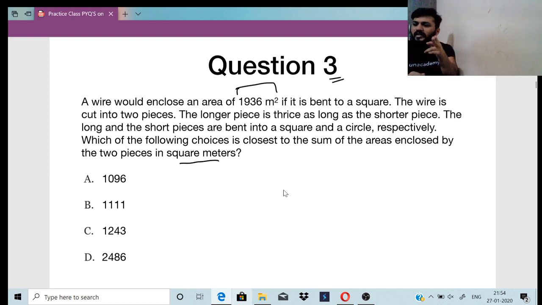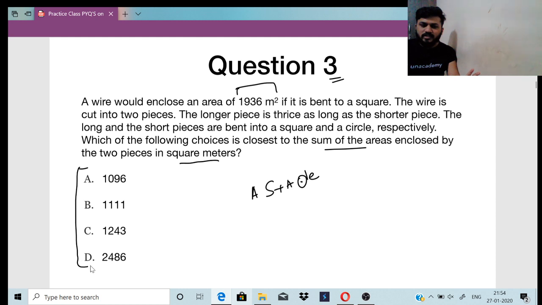Okay, so there is a wire and I am bending it into a square. The wire is cut into two pieces. One piece I am taking to a square. The other piece I am making a circle. So what is the sum of the areas? The sum of the areas of the square plus the area of the circle. Okay. So tell me, according to this, which one is the right answer?